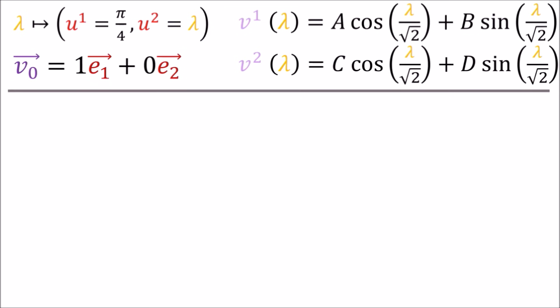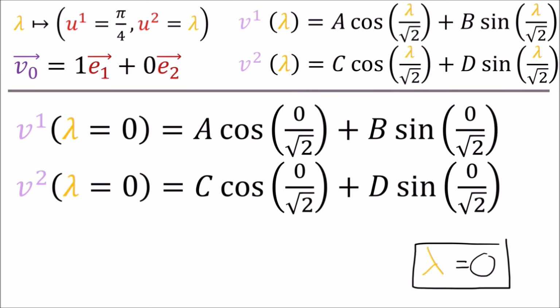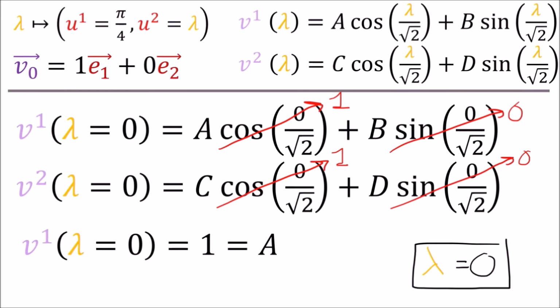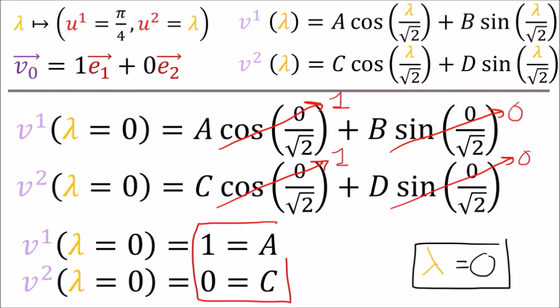The first step is to realize that we know the initial vector at lambda equal to 0. So we just sub in lambda equal to 0. And remember, sine of 0 is equal to 0, so these go away to 0. And cos of 0 is equal to 1, so these become 1. So we just get that a is equal to the first initial component, which is 1, and c is equal to the second initial component, which is 0.